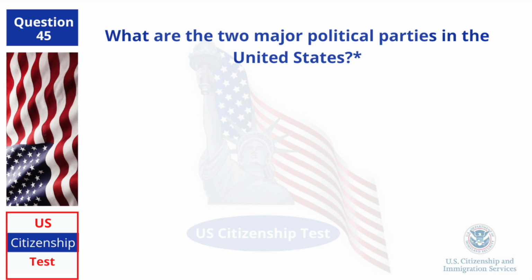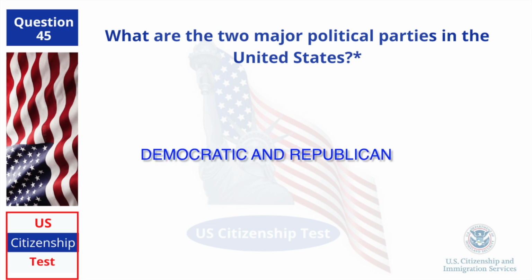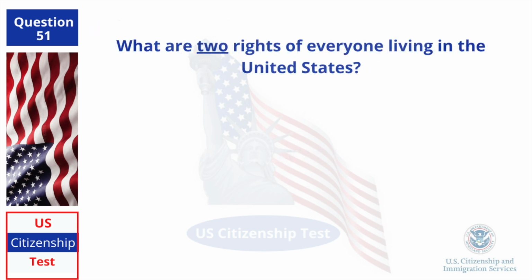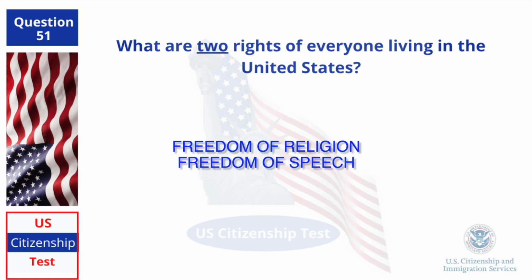What are the two major political parties in the United States? Democratic and Republican. Under our Constitution, some powers belong to the federal government. What is one power of the federal government? To print money. What are two rights of everyone living in the United States? Freedom of religion, freedom of speech.